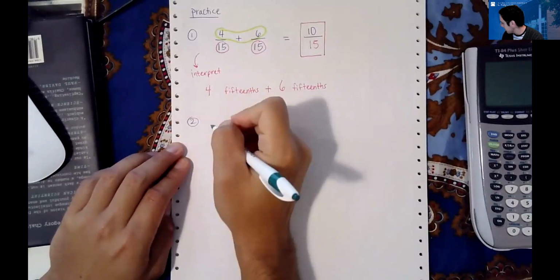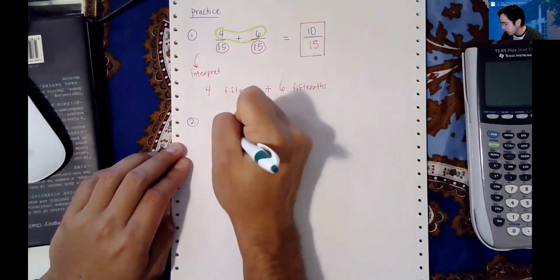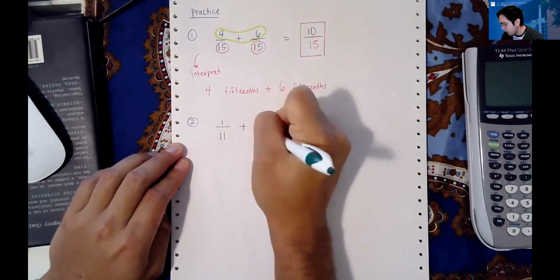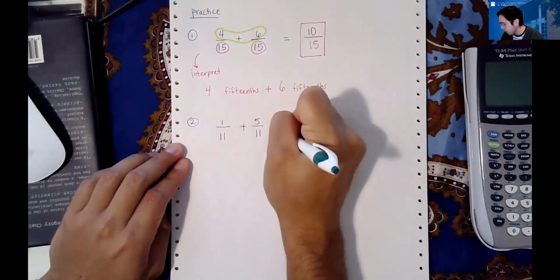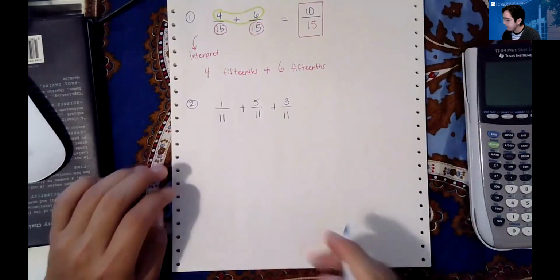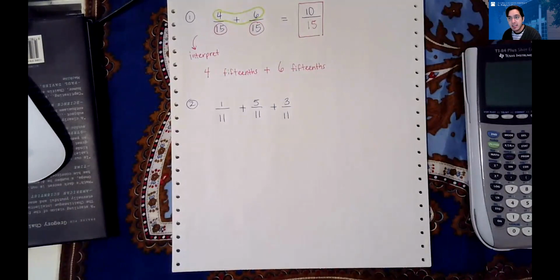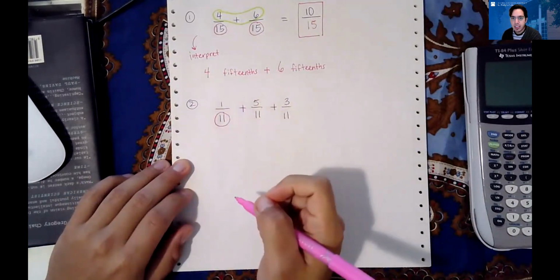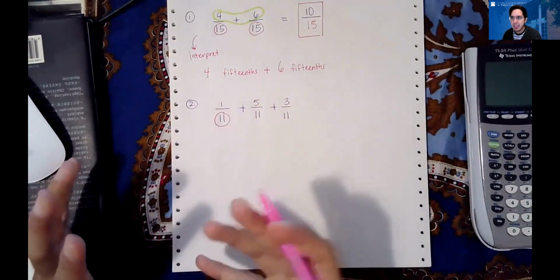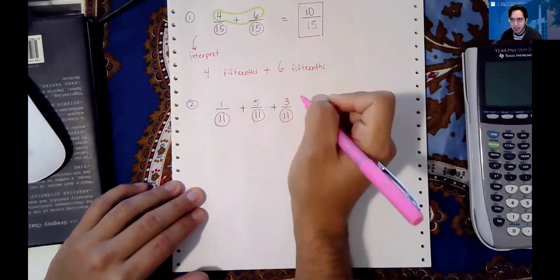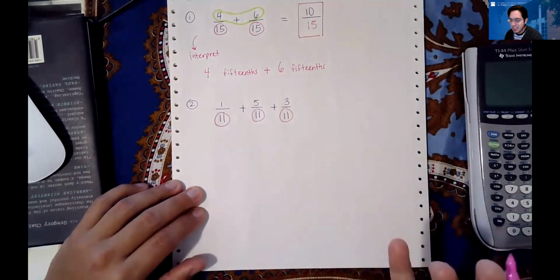Let's look at another example. 1/11 plus 5/11 plus 3/11. And again, you could interpret this linguistically. We're talking about some denomination of objects. You could think of a pizza that's been cut up into 11 even slices, which would be strange. It'd be a strange slicing pattern of the pizza, but you could do it.